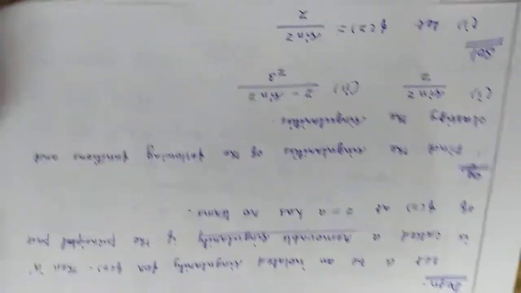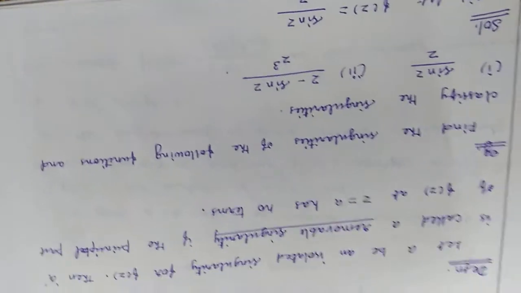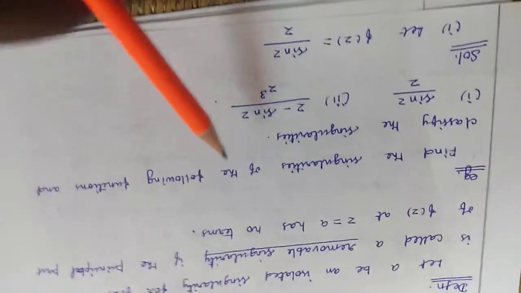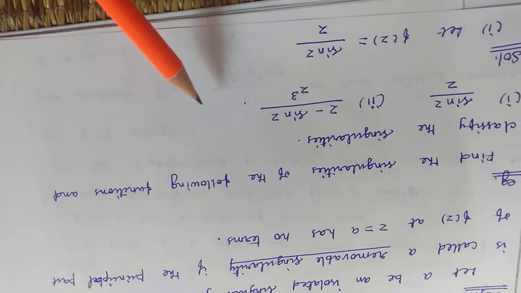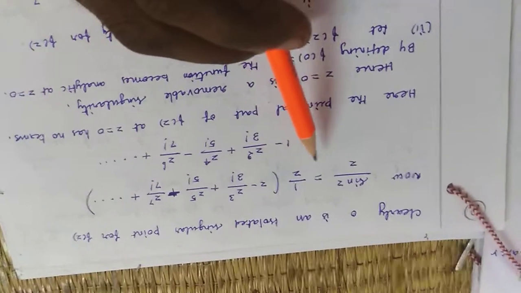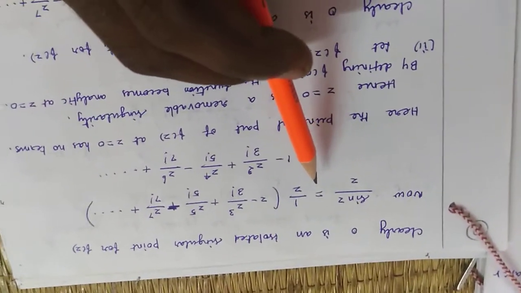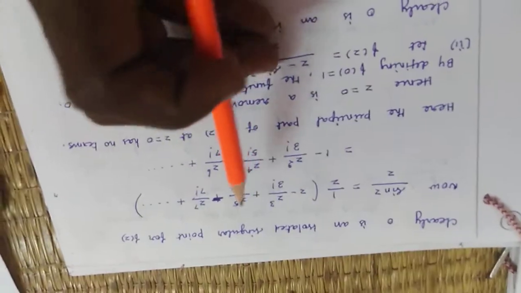For example, find the removable singularities and classify the singularities: the first one is sin z by z, and the second one is z minus sin z by z cube. Suppose f of z equal to sin z by z. Then the isolated singularity is at z equal to 0, where the denominator is 0 and the function becomes infinity. Therefore z equal to 0 is an isolated singular point.